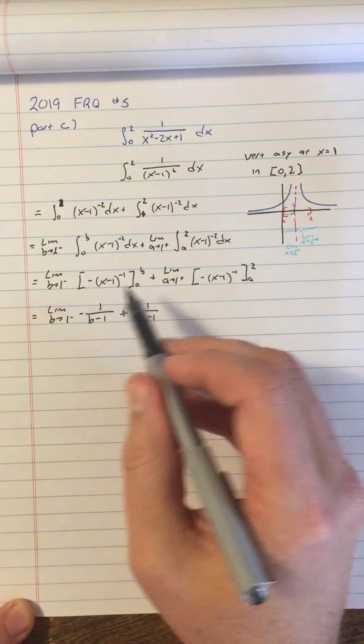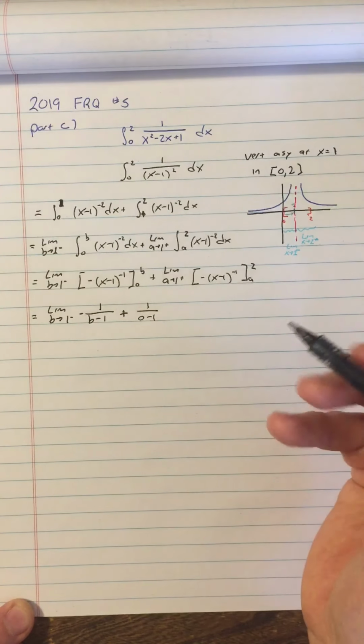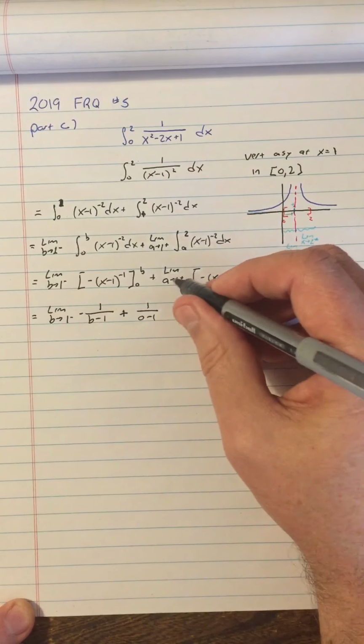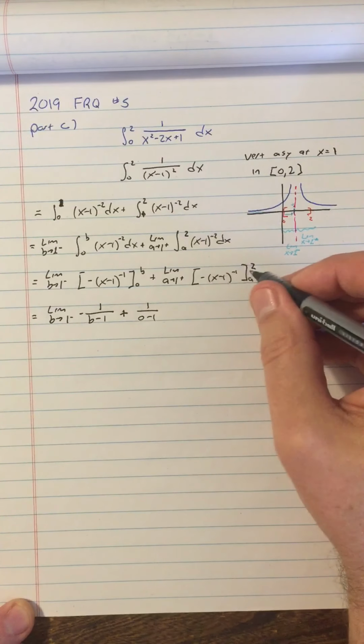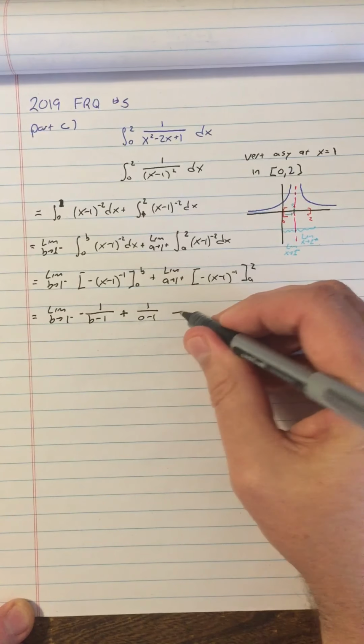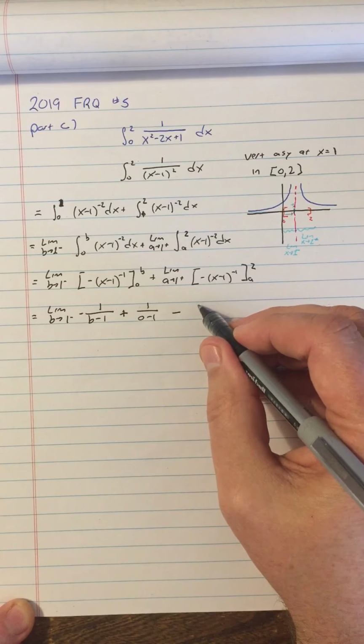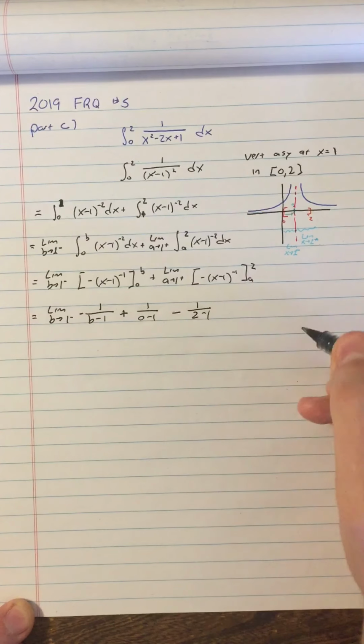I'm using plus because the fundamental theorem gives me a minus. The function was already negative. Minus a negative is positive. All right, and then I do the same thing over here. This time I'm plugging in the 2 first, so I can go ahead and put in minus. I don't need the limit in the first step since I'm not using the a, so I'm going to have 1 over 2 minus 1.